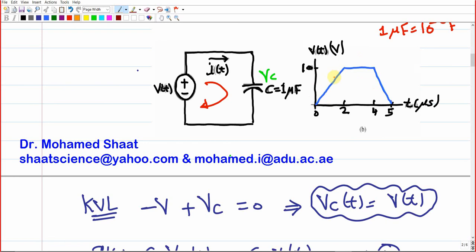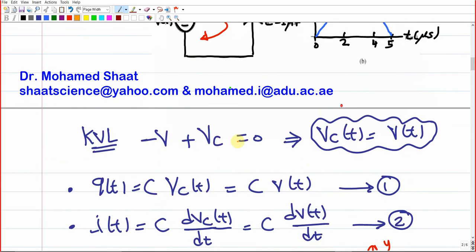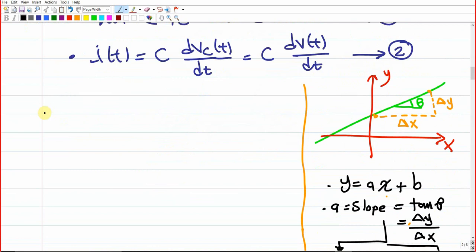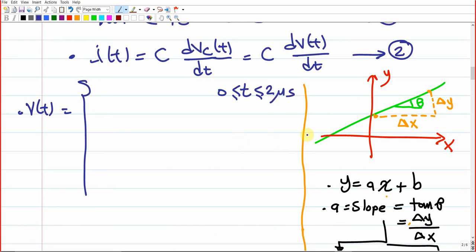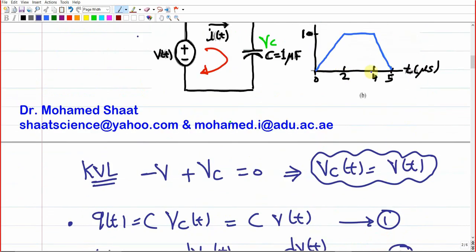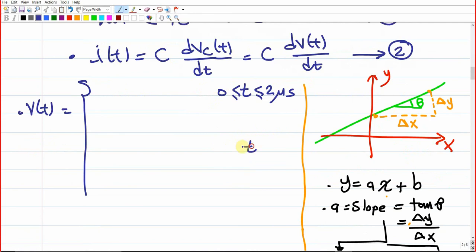Let us work over the first period, which is from 0 to 2. So it's basically the volt, V of t, and it should be broken into 3 periods, right? One period should be for t between 0 to 2 microseconds. The second period is between 2 and 4, and the third between 4 and 5. So the time is between 2 microseconds to 4 microseconds, and the last one between 4 microseconds to 5 microseconds. Make sense?